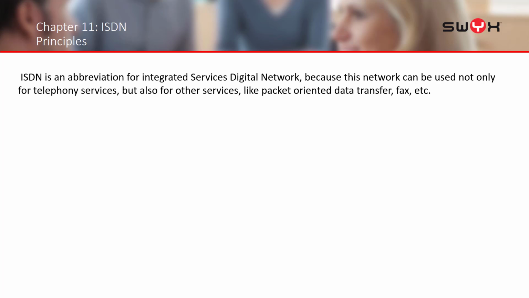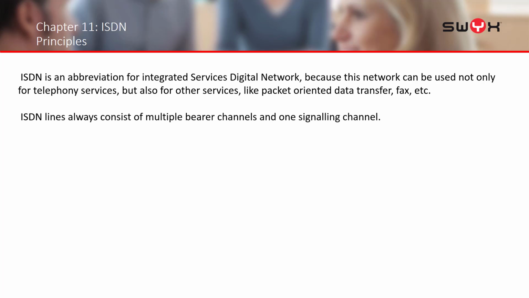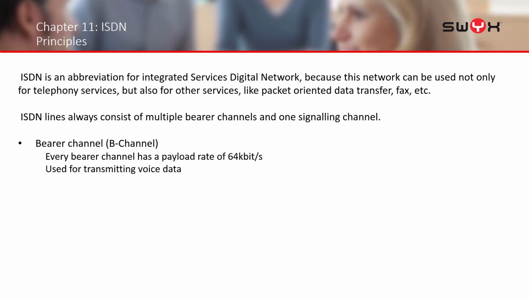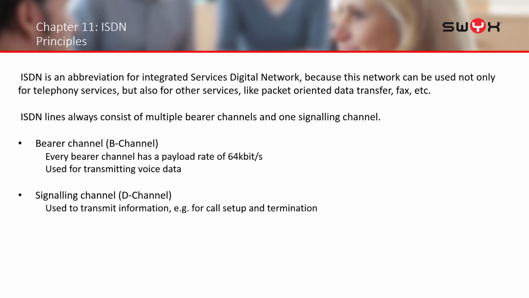ISDN lines consist of a collection of bearer channels that carry the payload, the voice or data, and a single signaling channel. The signaling channel will contain information about the caller, the DDI number, CLI information, etc. The bearer channels are always 64K, so the only type of voice that ISDN carries is G711. And the signaling channel, which is a 16K signaling channel, carries, as I said, all the other information about the caller, the type of call, etc.